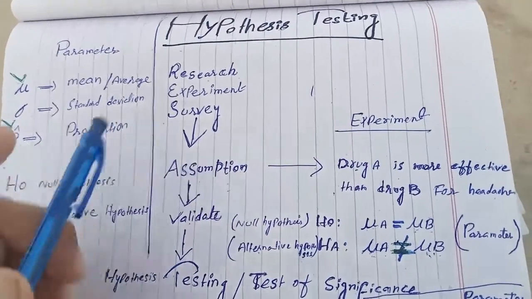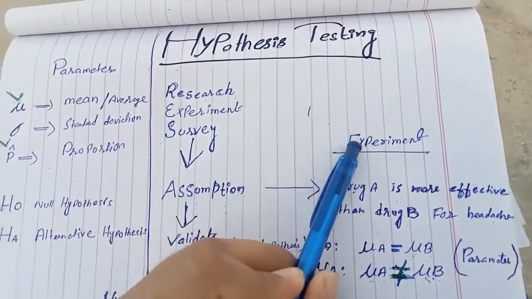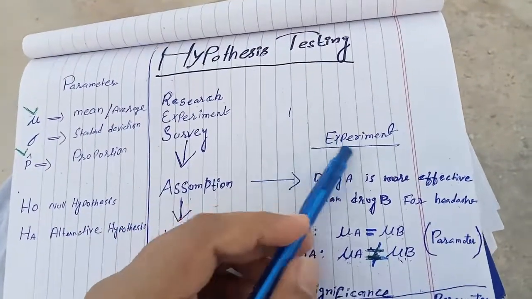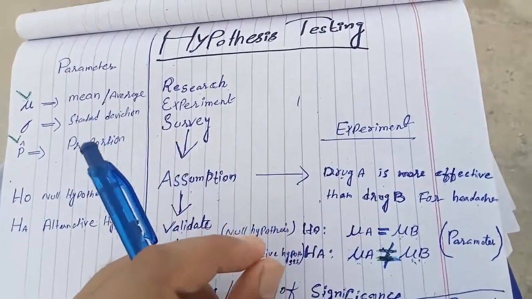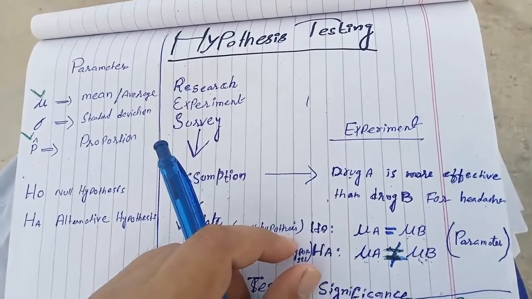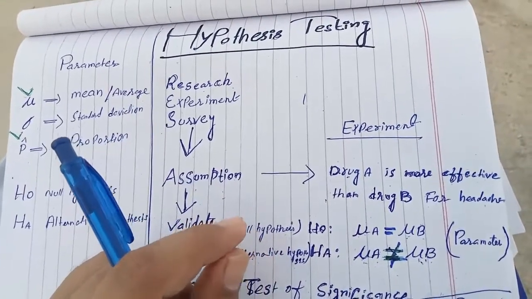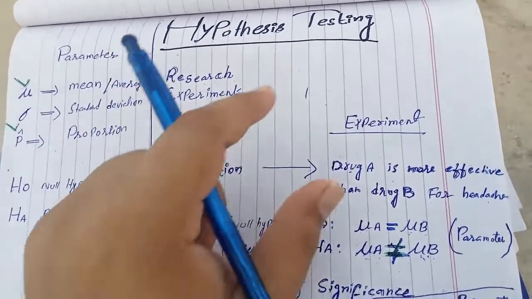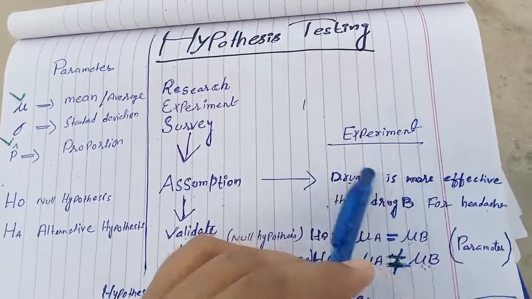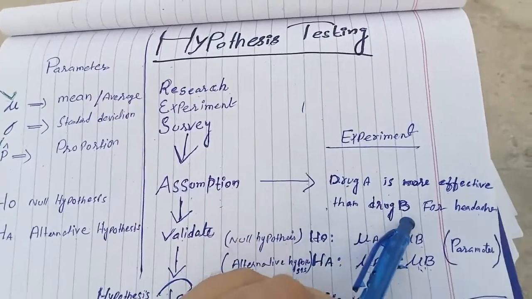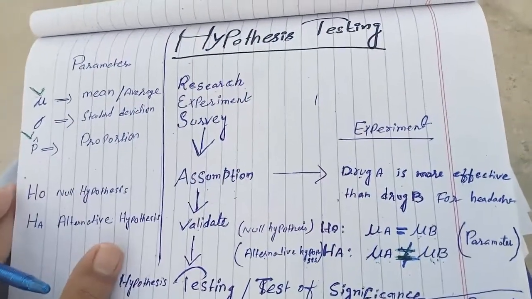So let's take an example. Suppose I want to make assumptions. I want to take the example of an experiment. In the experiment, we want to check whether any specific drugs are effective for headaches, or I can say migraine disease. So the experiment is done, and then they make assumptions. Drug A is more effective than drug B for headache. So this is the assumption made by the experiment, right?